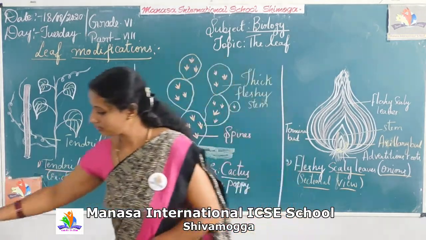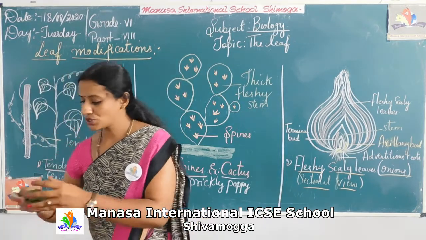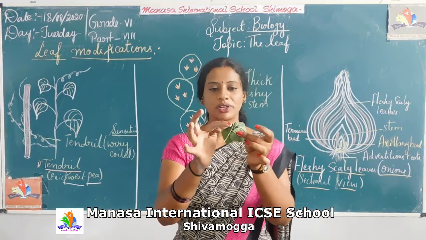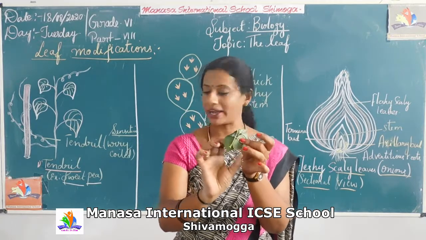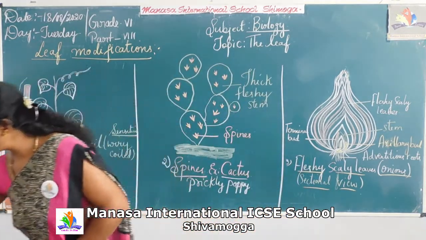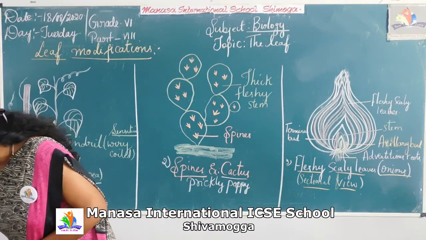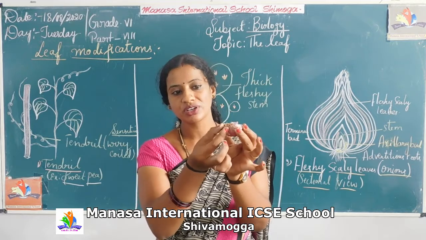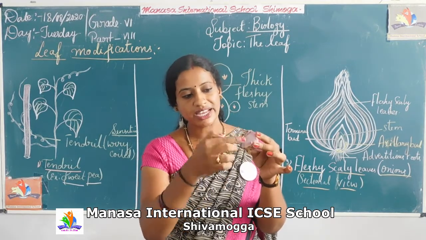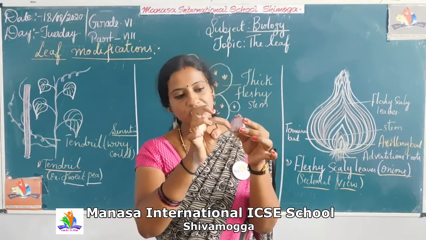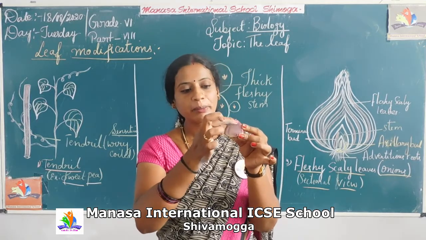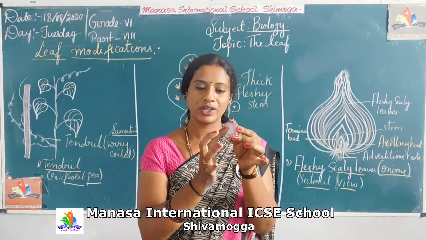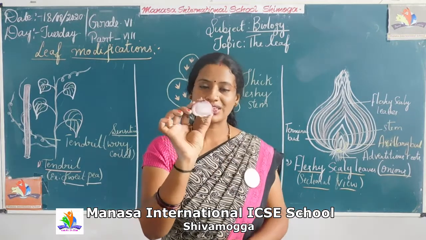And next we have the spines. Of course, in my next class I will show you the cactus. Spines check transpiration. Just an example I am showing. Okay, this is a spine. And also we have the fleshy scaly leaf, with onions as an example. These are all the adventitious roots, okay, and inside, if you take a clear view, there will be a terminal bud and also the apical bud. The pink color that you are observing now, those are called the fleshy scaly leaves. Okay, this is an example for the fleshy scaly leaves.